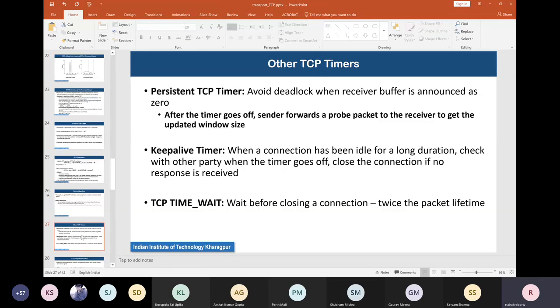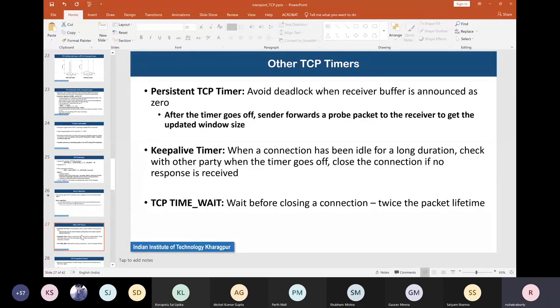Now there are other TCP timers besides the retransmission timeout timer. Some of them are kept here, like the persistent TCP timer, which avoids the deadlock when the receiver buffer is announced to be 0. Remember, in the previous topic, we were discussing a situation where the receiver buffer is 0. Then some space is freed in the receiver buffer and the receiver sends an acknowledgement giving its window update that I have some space free in my window, so you can send.